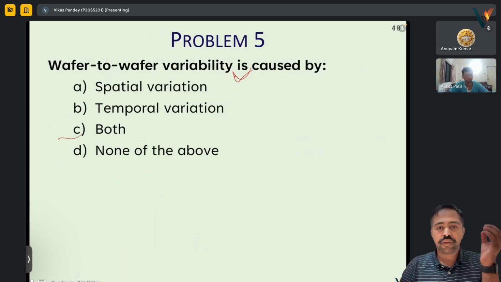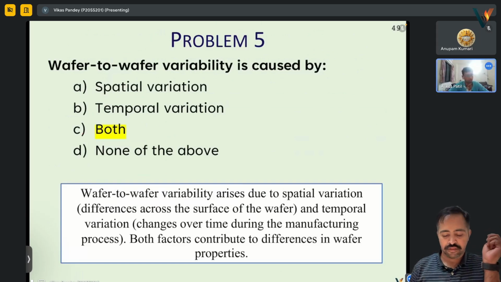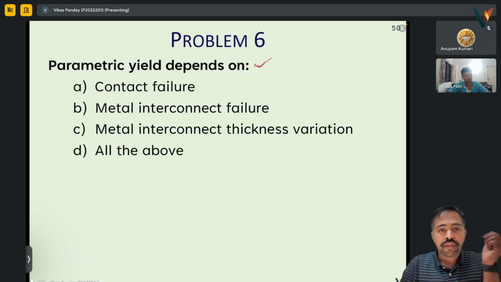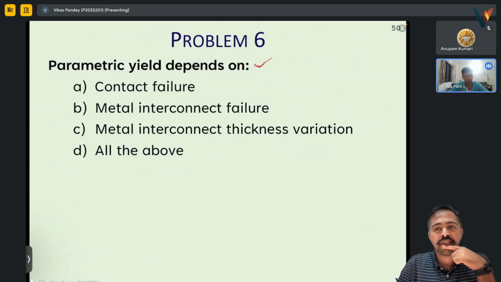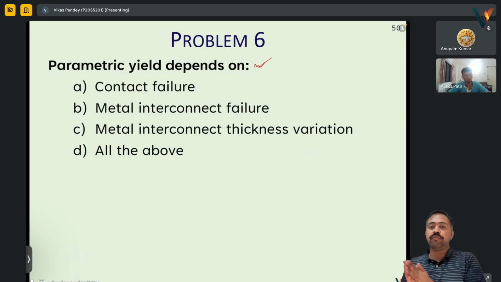So wafer to wafer variability is due to spatial as well as temporal. So parametric yield depends on contact failure, metal interconnect failure, metal interconnect thickness variation, or all of the above. Parametric yield will depend on all of the above, because it is how well it is performing, not just on or off. Correct.